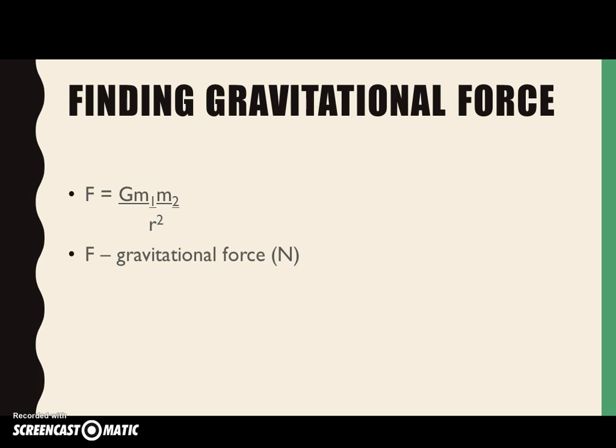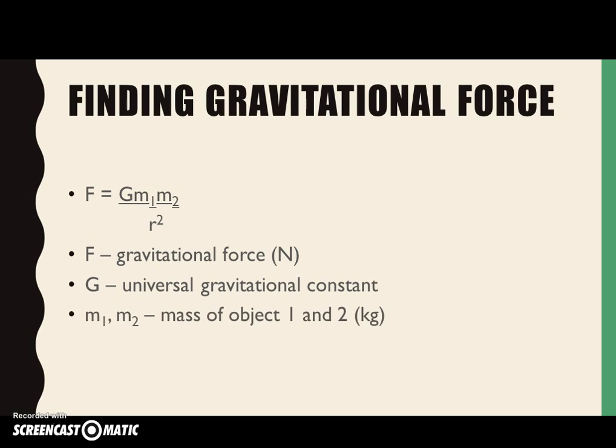So force, gravitational force, it's always going to be in newtons, that's what force is. G is a universal gravitational constant. It's a number that Isaac Newton came up with that is the basis for all gravitational situations. M1 and M2, that's your mass of your object. That will always be in kilograms. If it's not, you'll need to convert. And then R, your radius or your distance, that's in meters. And again, if it's not, you will need to convert.